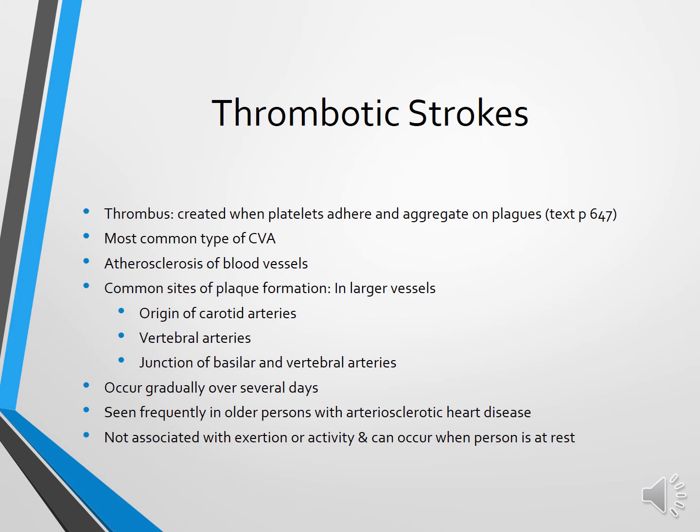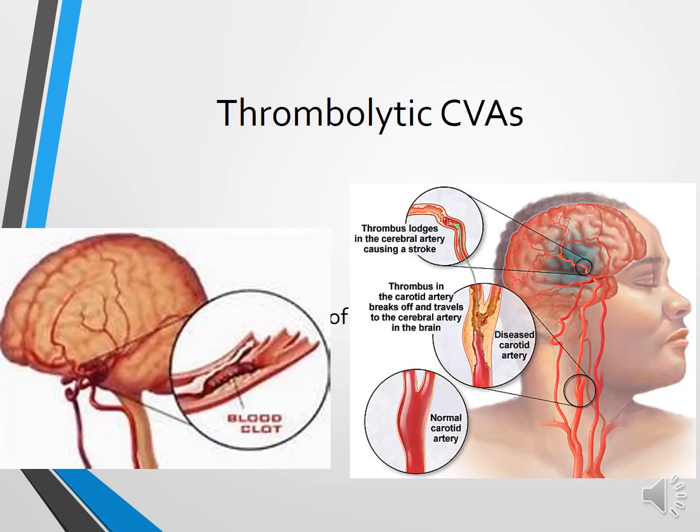So you're going to see this more often in older persons that have some other risk factors, especially atherosclerotic heart disease. These strokes are not associated with exertion, and they can happen when the person's at rest. So this is someone just chilling, hanging out, feet up in the lazy boy, and it happens. The reason I bring that up is that it's going to be in sharp contrast to hemorrhagic strokes, which we'll talk about later. Those are usually associated with exertion. So thrombotic, usually elderly patient, this builds up over time, not associated with exertion. A couple pictures just showing examples of thrombotic CVAs and kind of what's going on there.